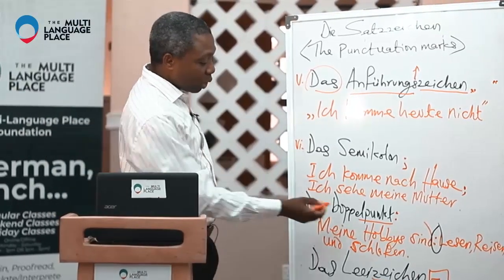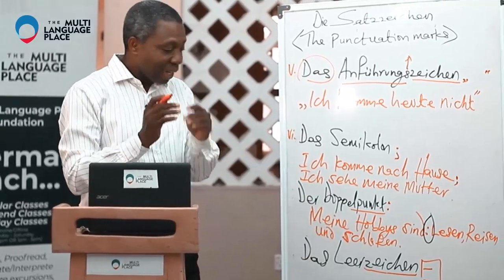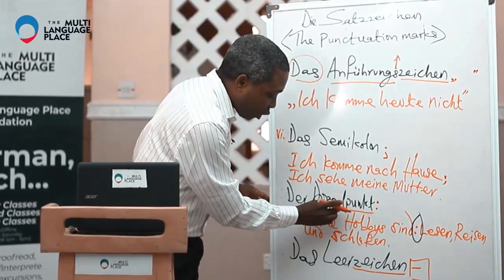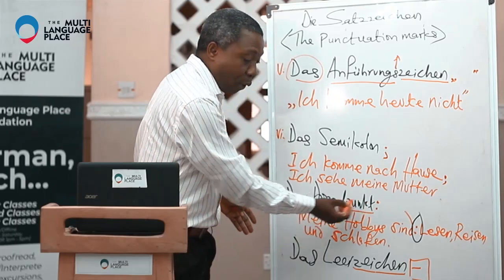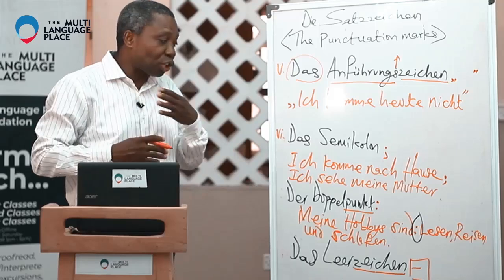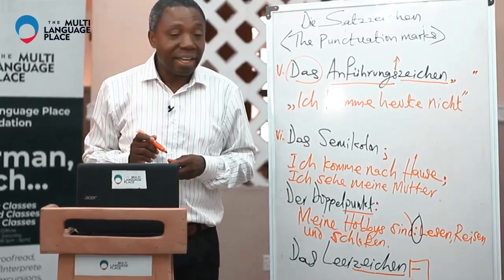So you know exactly the gender of Leerzeichen, because Zeichen is there, the gender is das. And also the same thing with Punkt. The gender of Doppelpunkt is der, because the second word that is used to form this word is masculine. So I want us to be conscious of that as we go on in the German language. You will see a lot of that in this language.